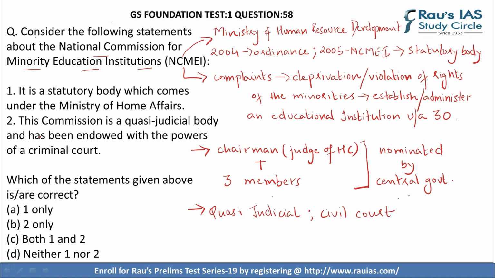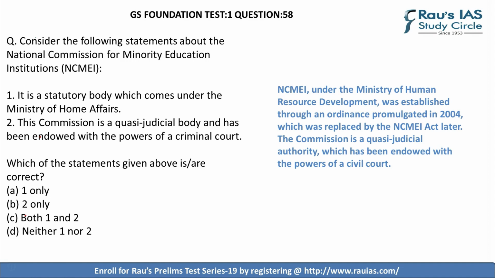Now coming back to the question, the first statement reads, it is a statutory body which comes under the Ministry of Home Affairs. This is a wrong statement. It comes under the Ministry of Human Resource Development. Second, the commission is a quasi-judicial body and has been endowed with the powers of a criminal court. This is wrong. It is endowed with the power of a civil court. Therefore, the correct answer to this question would be D, neither 1 nor 2. Please have a look at the explanation as well.